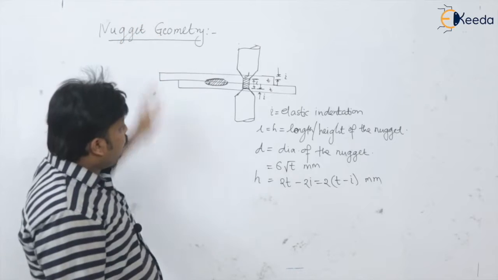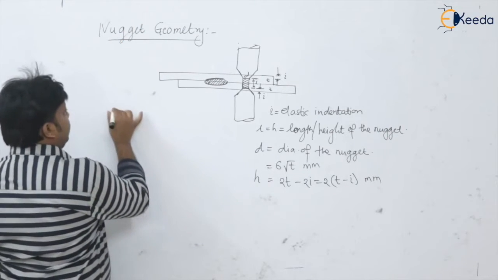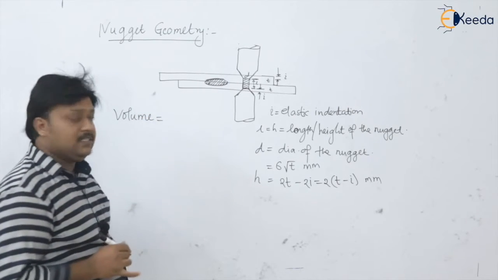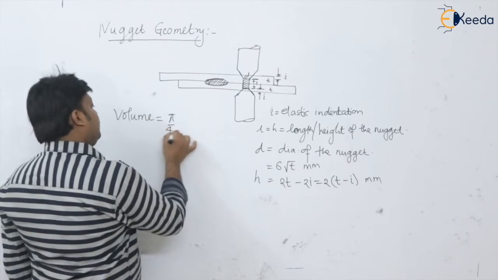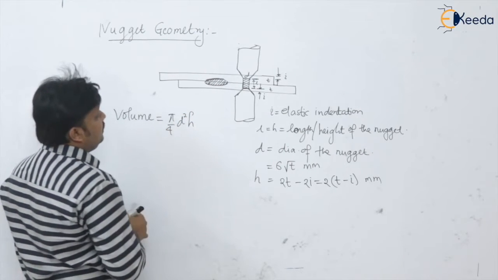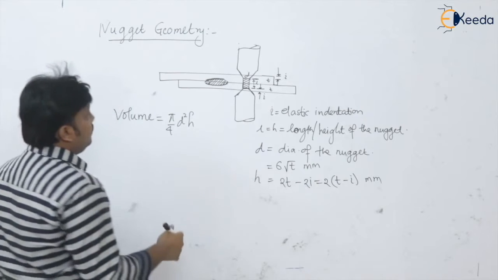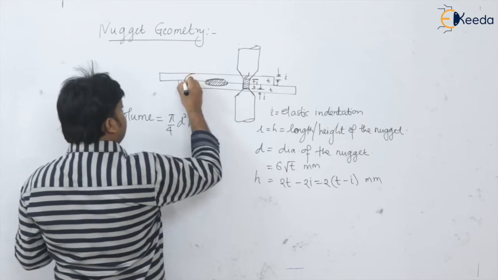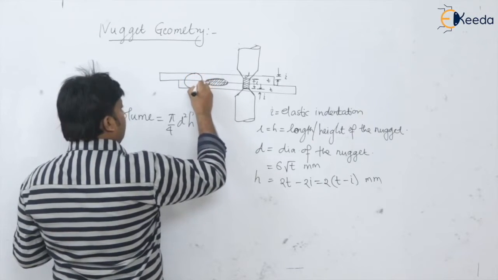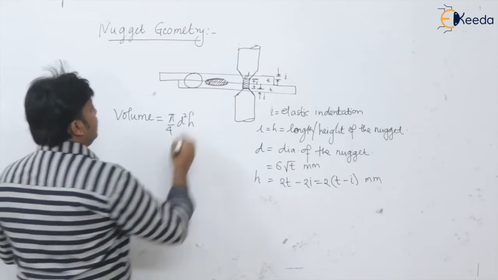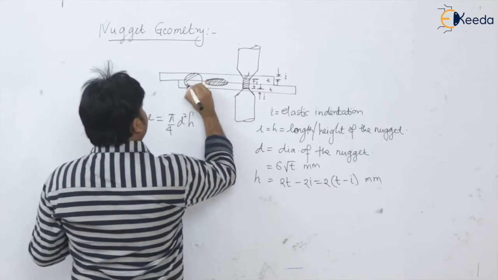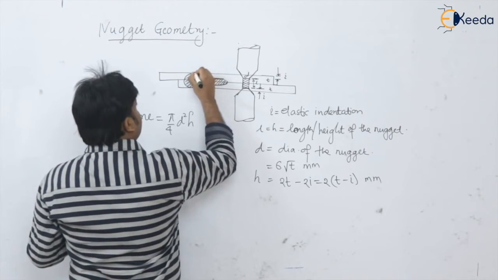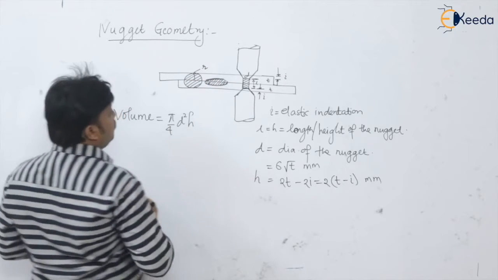Now if you want to find the volume of the nugget, how can you find the volume of this cylindrical nugget? It is pi by 4 times d square times h in millimeter cube. Suppose in a numerical they say the nugget form is spherical throughout the thickness of the plate, then we can have a spherical nugget here with radius r, which is the thickness of the plate.